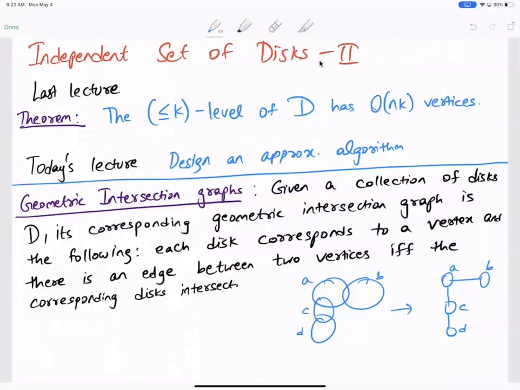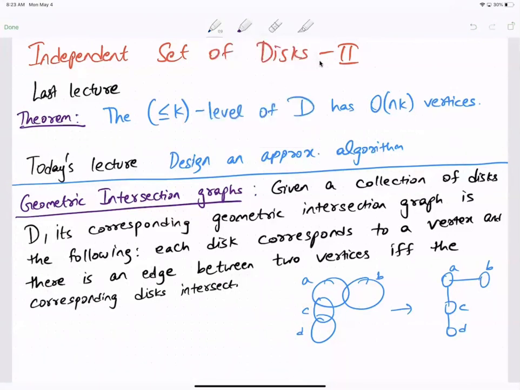Okay, so welcome everyone to the second half of our discussion on independent set of disks. To summarize what happened in the last lecture, what we showed was if we have this collection of disks, then we define what's called the less than or equal to k level of those disks. And we proved this statement that the less than or equal to k level of D will have at most n times k vertices. And what are vertices?